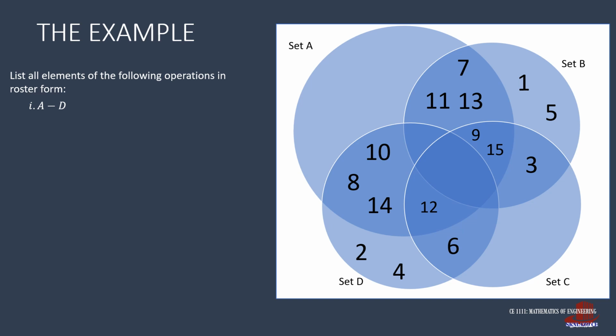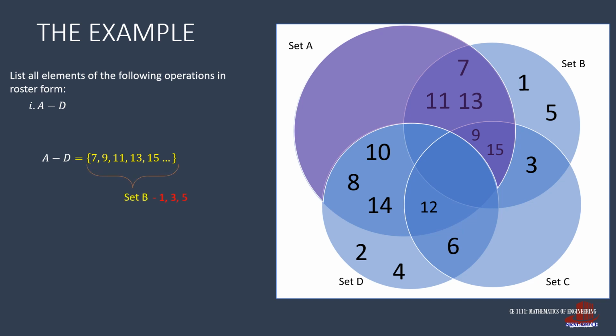The next operation is set A minus set D. That is taking set A, then placing set D where their overlap would need to be taken out, leaving the elements 7, 9, 11, 13, 15, and so on. These are elements of set B, but without 1, 3, and 5.